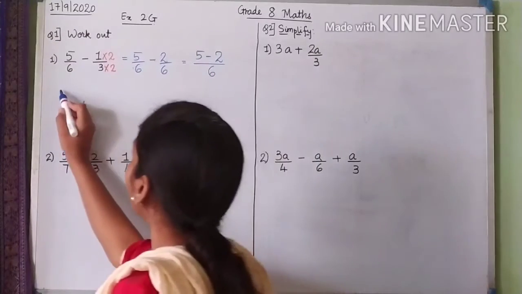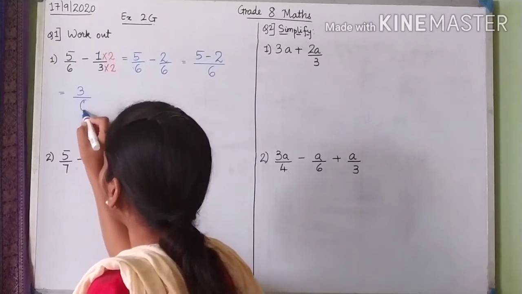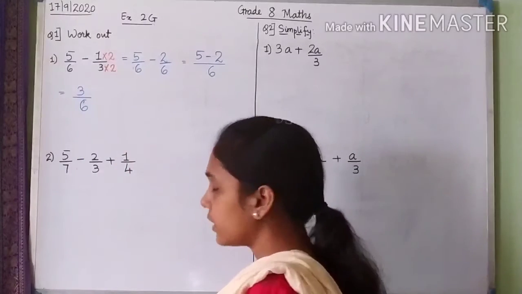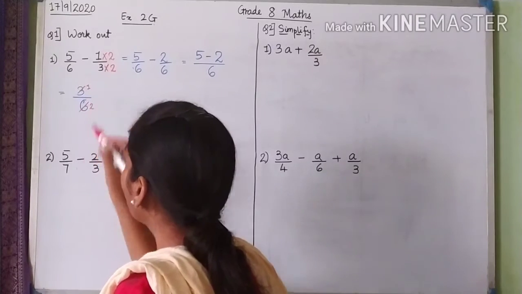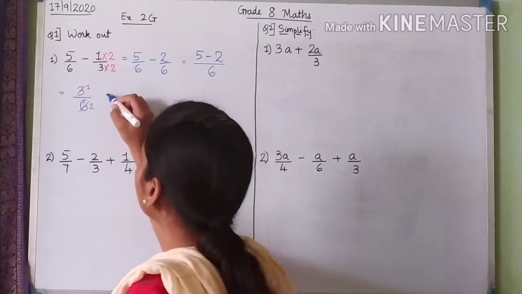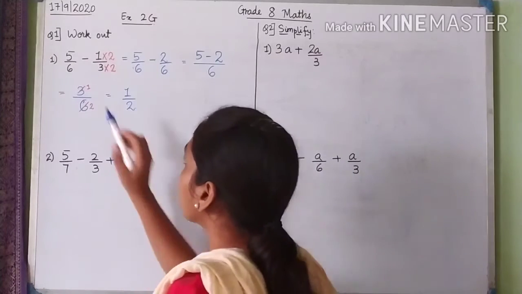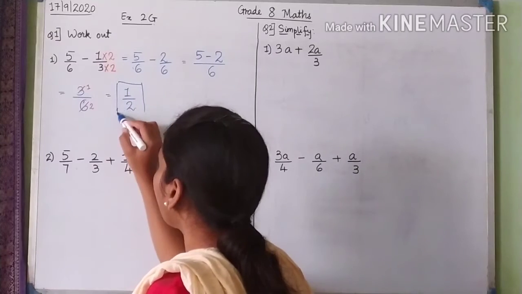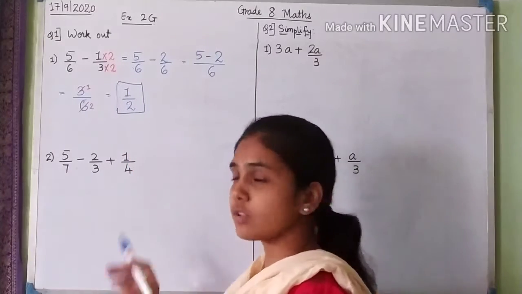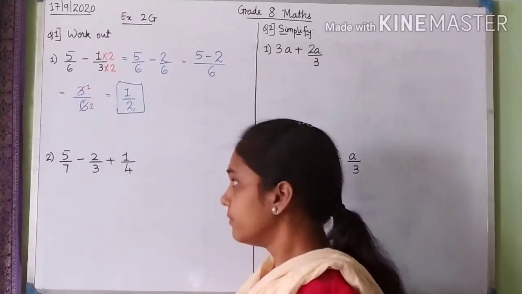Okay, now I solve the numerator. What is 5 minus 2? It is 3. So I write 3 by 6. Now 3 by 6, we know that 3 ones are 3 and 3 twos are 6, right? So on dividing, we get 1 by 2. So 5 by 6 minus 1 by 3 is equal to 1 by 2. Okay, so this is the answer of this subtraction.